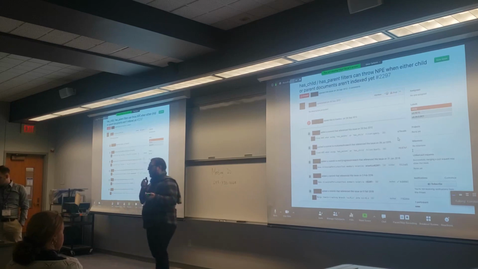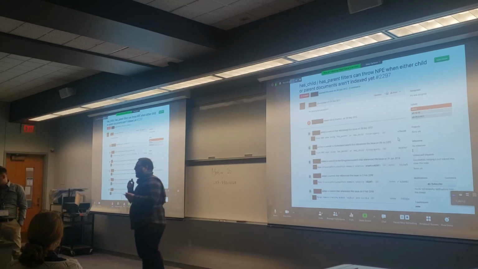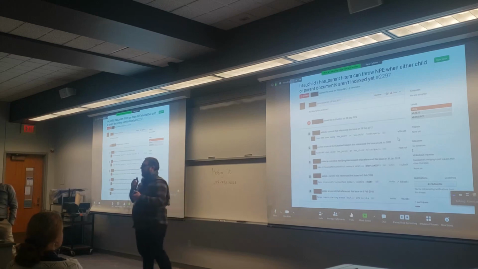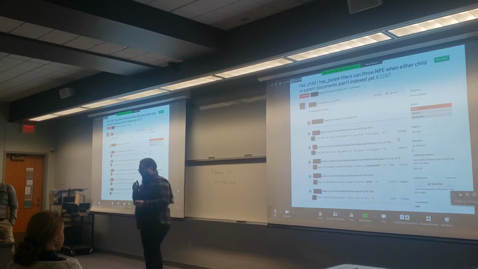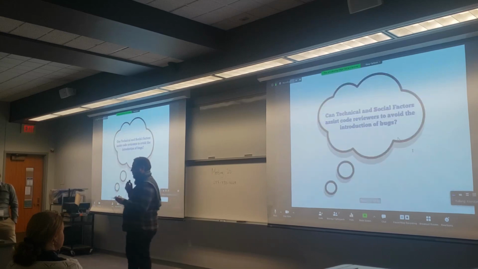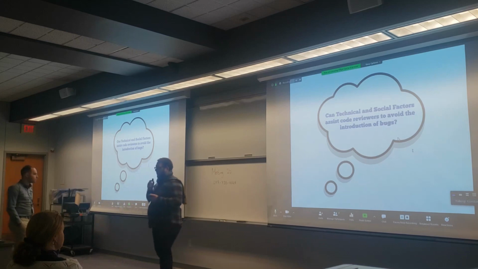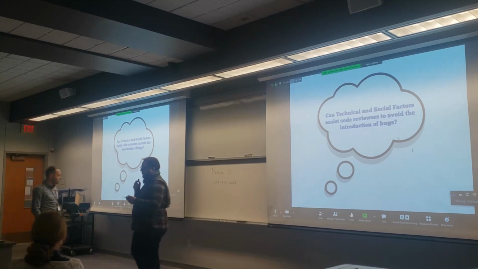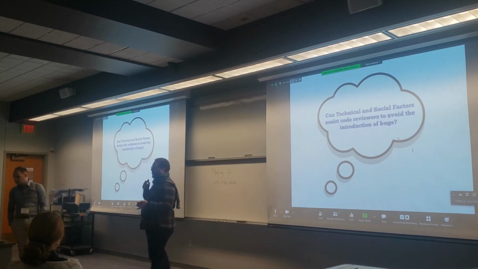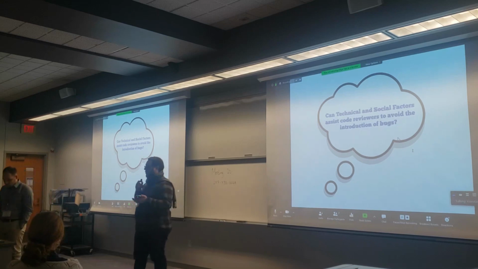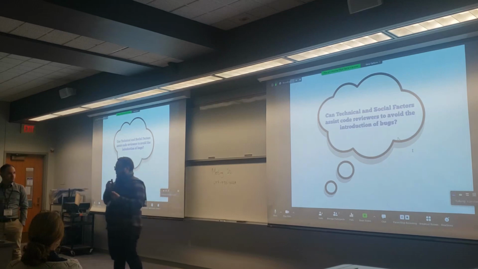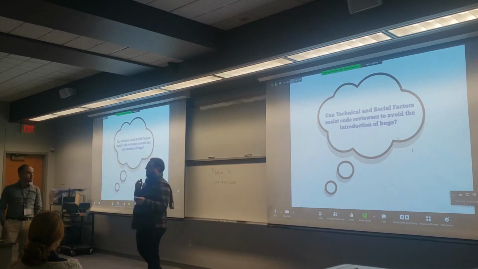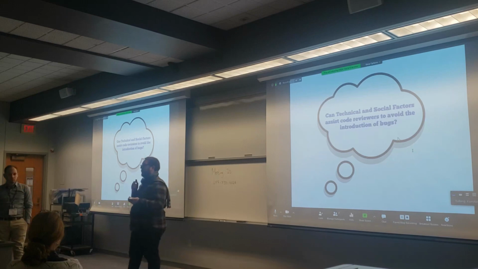But if he had already closed that issue, why did he commit more? Probably he didn't fix that bug. So he kept committing without any code review. Those are a few social factors that we can think about in the introduction of bugs. No comments, no descriptions, no reviewers invited, and so on. That can make us think: can technical and social factors assist code reviewers to avoid the introduction of bugs?